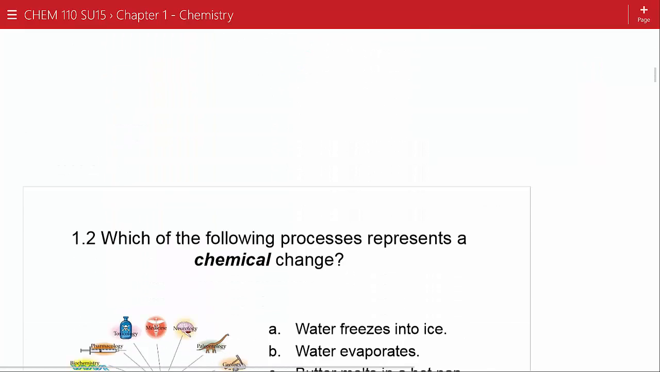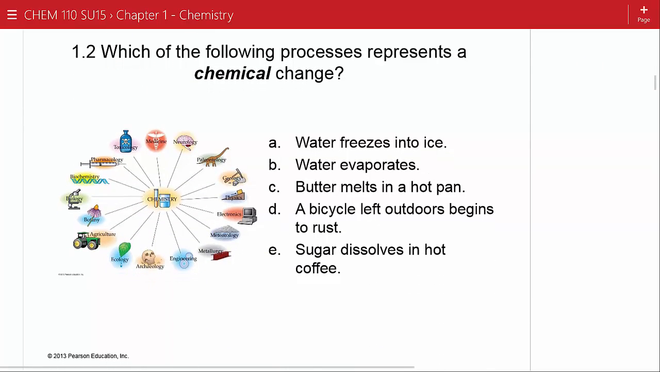All right, let's do the next one. Which of the following processes represents a chemical change? Water freezing into ice, water evaporating, butter melting in a hot pan, or a bicycle that's left outdoors beginning to rust, or sugar dissolving in hot coffee. So I heard a few D's. Why do you guys think D is the right answer?